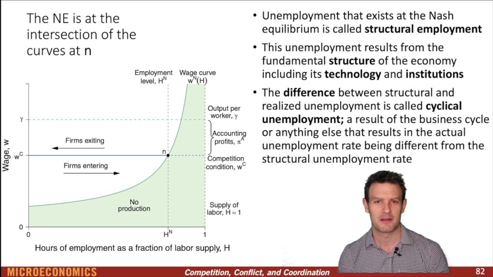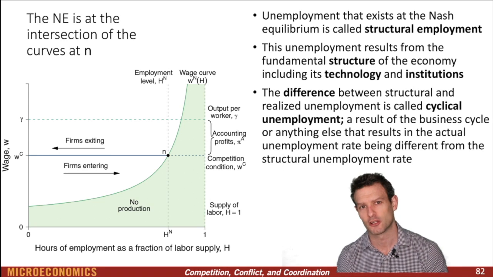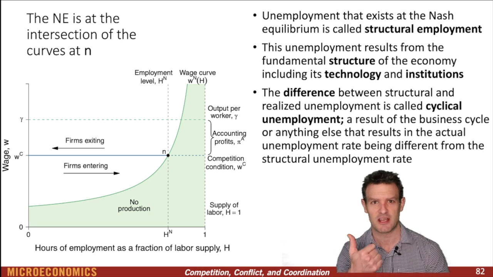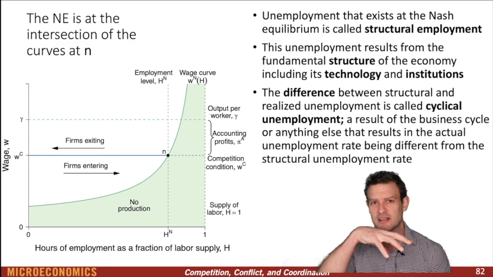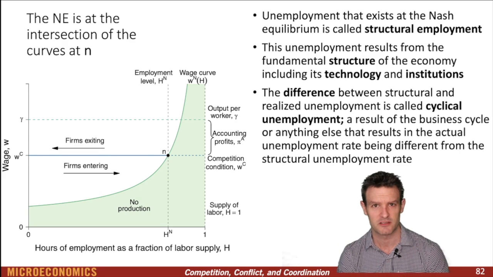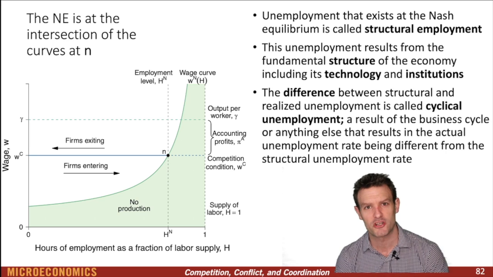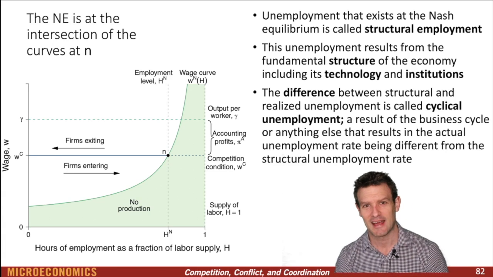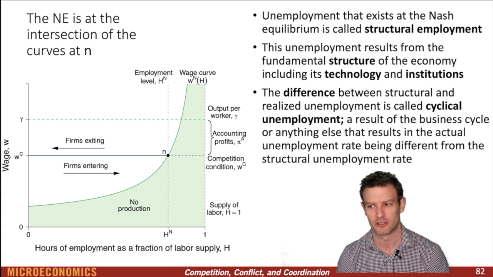The unemployment that exists at the Nash equilibrium is structural unemployment that exists because of incompleteness of contracts. The unemployment that results from this fundamental structure of the economy is basically due to technology and the institutions, and institutions capture this idea of contractual incompleteness. It's also got to do with the underlying production technologies. So we're unable to monitor people perfectly, and as a consequence, we have this wage curve.